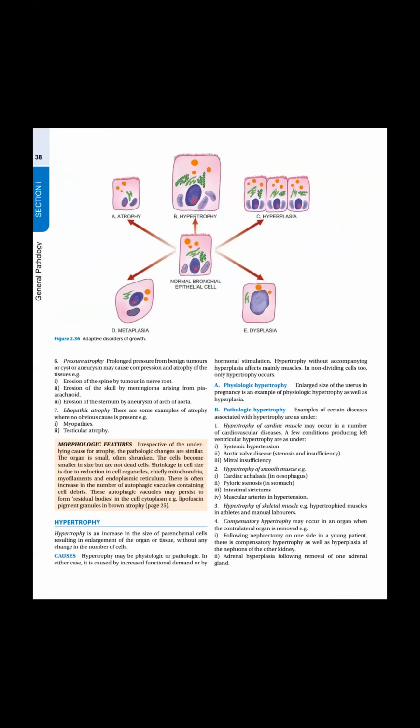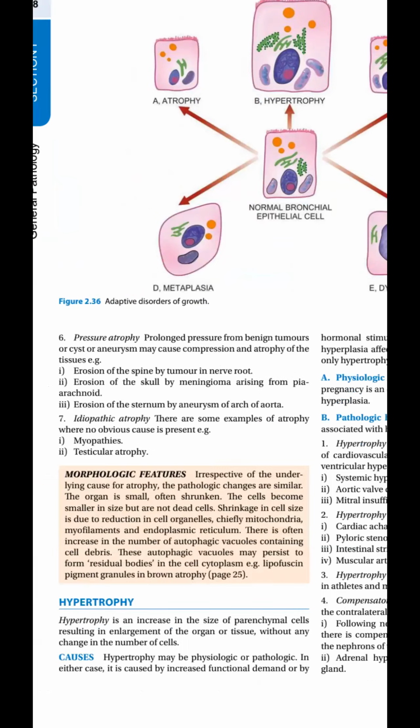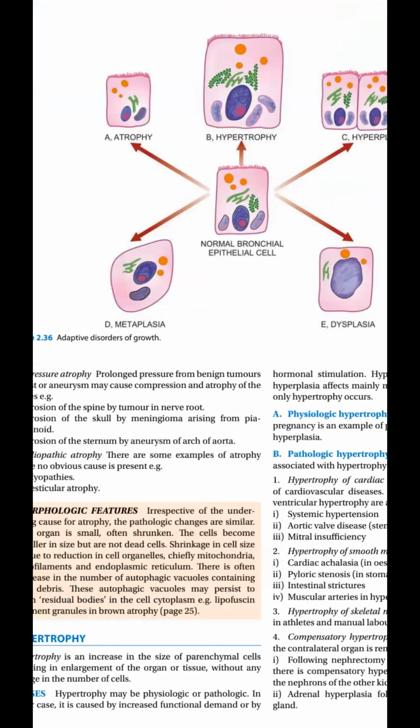Pressure atrophy: prolonged pressure from a benign tumor or cyst, any compression, or any compression of the nerve root, leads to those changes. Idiopathic is when we don't have any known reason. Those are the myopathy. Okay, so these are the reasons we will see in atrophy.